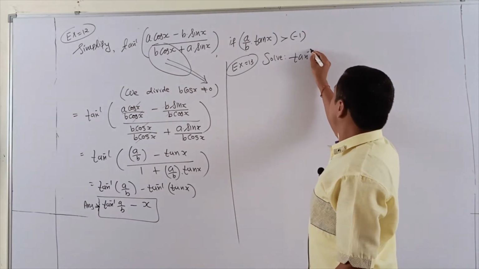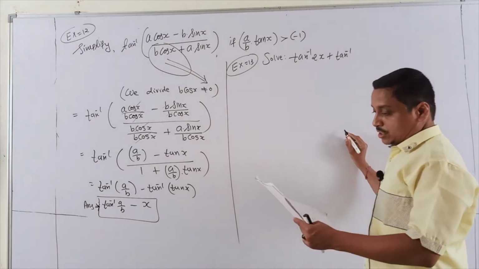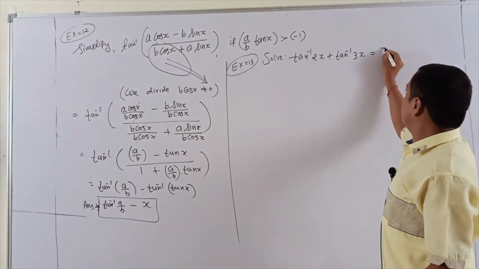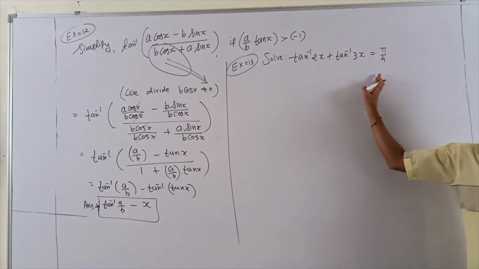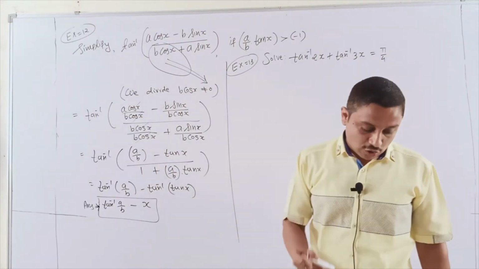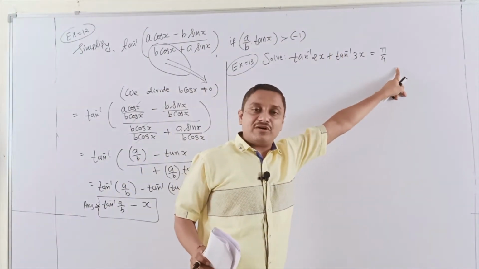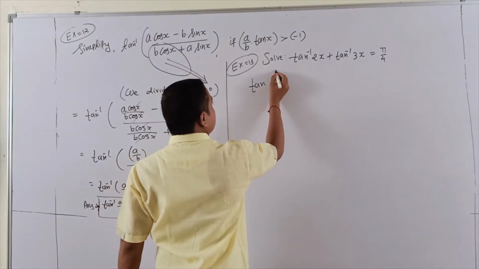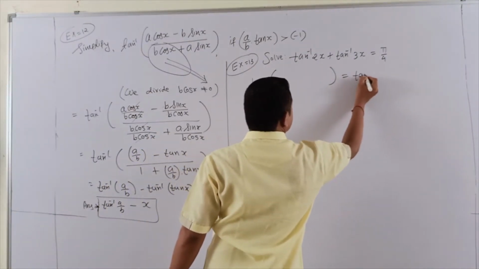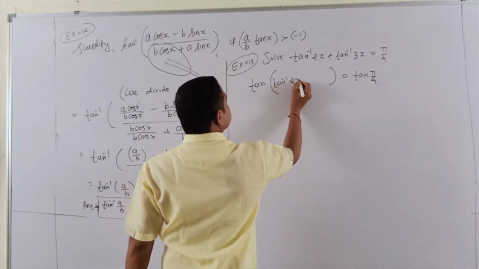Tan inverse 2x plus tan inverse 3x is equal to pi by 4. Yes, students, here we are solving, not proving. It means we assume alpha and beta, go to both sides and apply the function. It's the best way, and the same is written down internally.